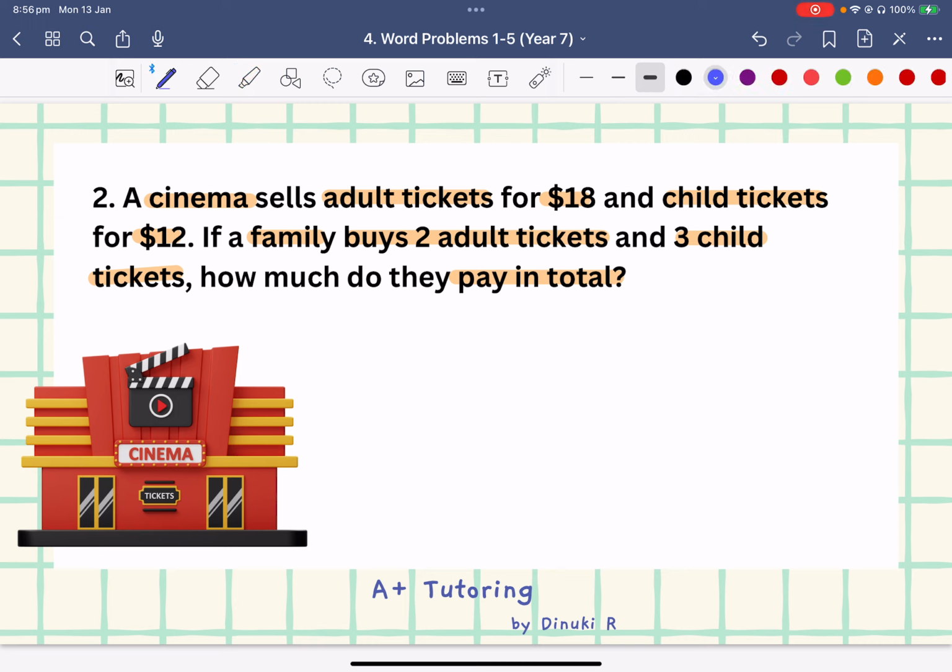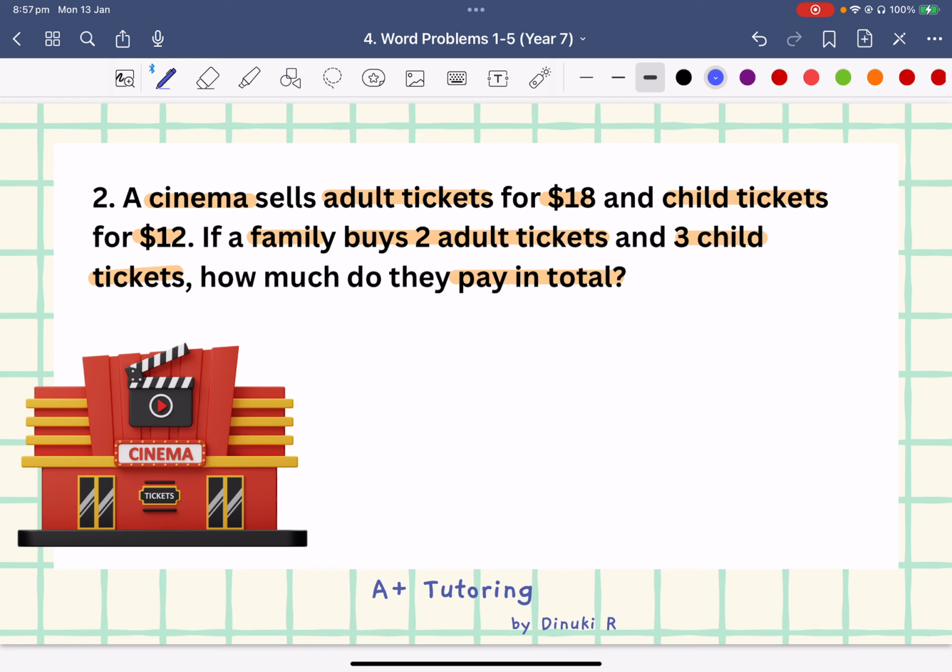Okay, so in this question, we've been told that there are 2 different types of tickets, right? Adult tickets and child tickets, and they cost different amounts. So adult tickets are more expensive, they cost $18, and child tickets cost $12. We know that the family in question wants to buy 2 adult tickets and 3 child tickets. And what's the question asking us to actually figure out? How much they have to pay in total.